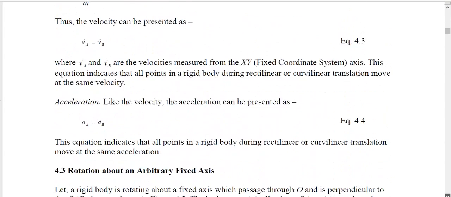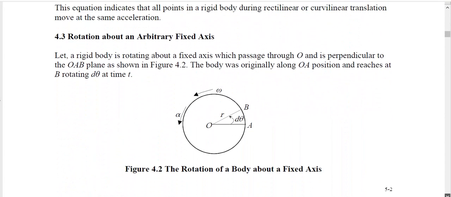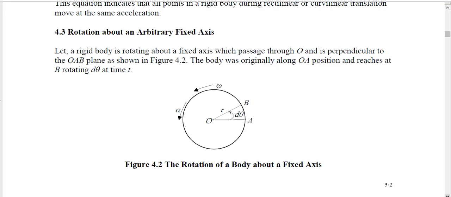The main important thing for a rigid body is rotation. When the rigid body rotates, there are some changes, there is something to study. So let us start. A rigid body was at OA position. After some time it went to OB position. That means the body is rotating, similar to a linear displacement. A body from A is moving to B.